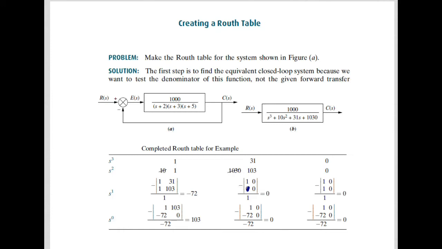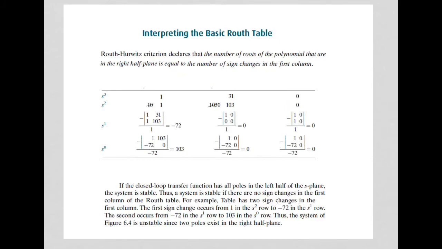Now we interpret this Routh table. Now we interpret the basic Routh table. The Routh-Hurwitz criterion declares that the number of the roots of the polynomial that are in the right half plane is equal to the number of sign changes in the first column.